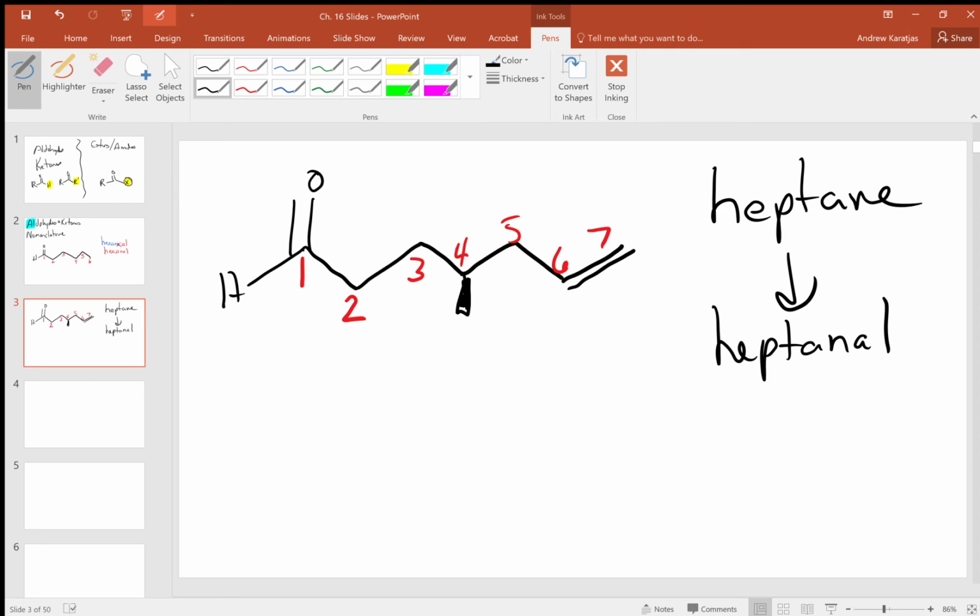Now also notice, as we saw for a lot of other functional groups, anytime alkenes, alkynes, alcohols, thiols, any of those other functional groups we've done, we needed a number to indicate where that group was. We don't need the number for the aldehyde. And the reason is, we know that the aldehyde is always at carbon number 1.